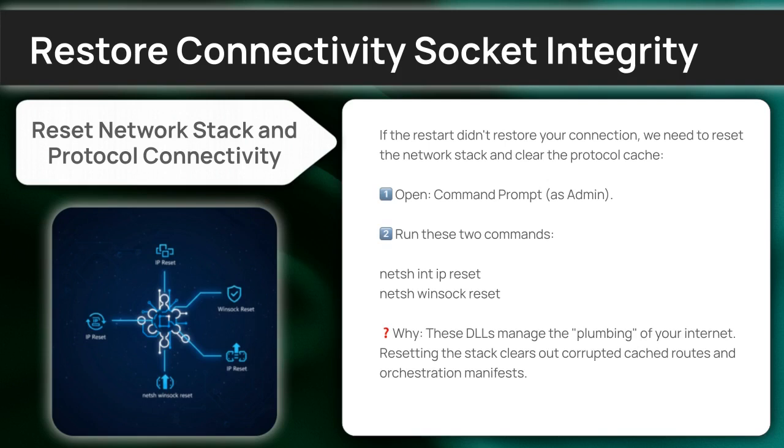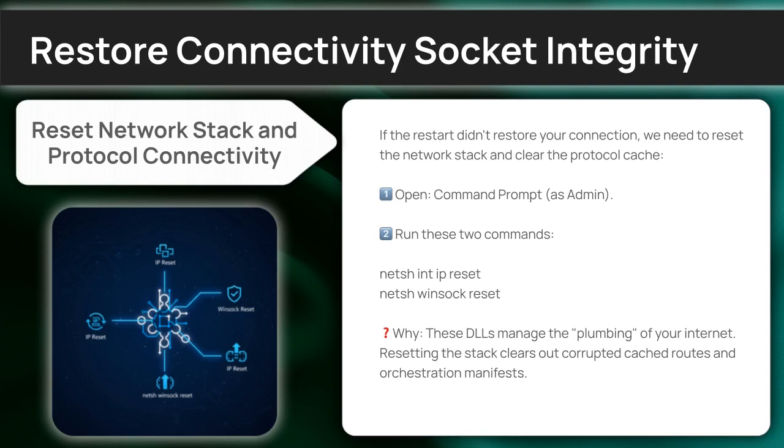First, open command prompt as admin, then run these two commands. First, type netsh int ip reset, then hit enter. Second, type netsh winsock reset, then hit enter again.